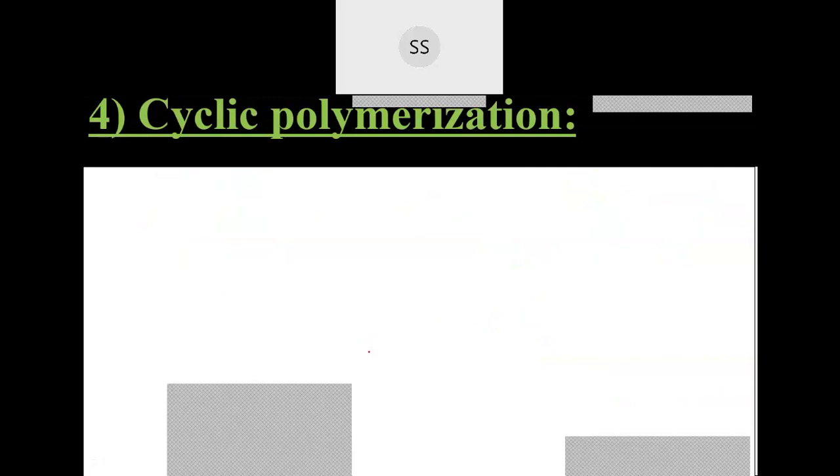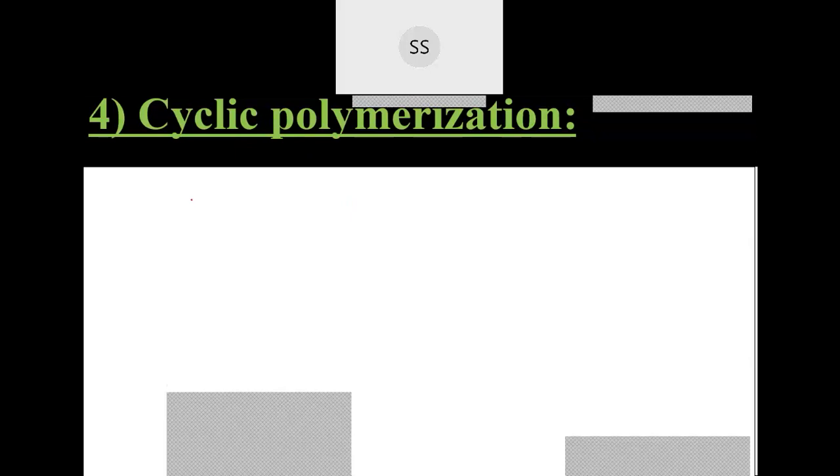Okay. Next reaction is cyclic polymerization. Now, when you take ethyne and make it react together, all of these ethynes, when they are made to react together, they undergo a reaction where they form a cycle, to give you benzene.